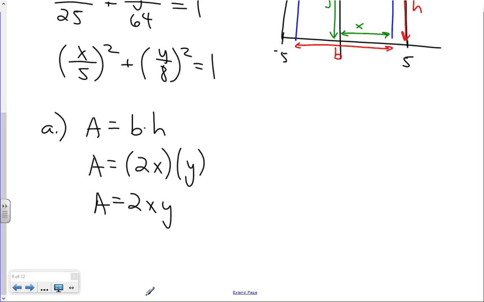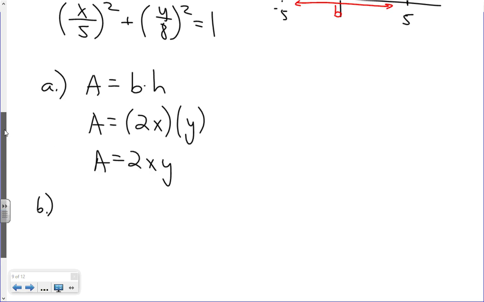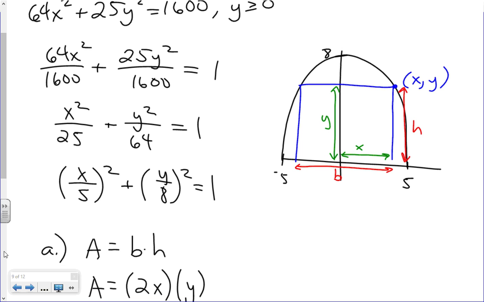Part B says transform the equation in part A so that the area is a function of x alone. So they want me to get this in terms of just x, get rid of the y, in other words. That's what part B is asking. Well, to do that, I need to know a relationship between x and y, where x and y is that point over there. Well, that point is not only a point on the vertex of my rectangle, it's also a point on the ellipse. And I know the relationship between x and y on that ellipse. In fact, they told me that in the problem.